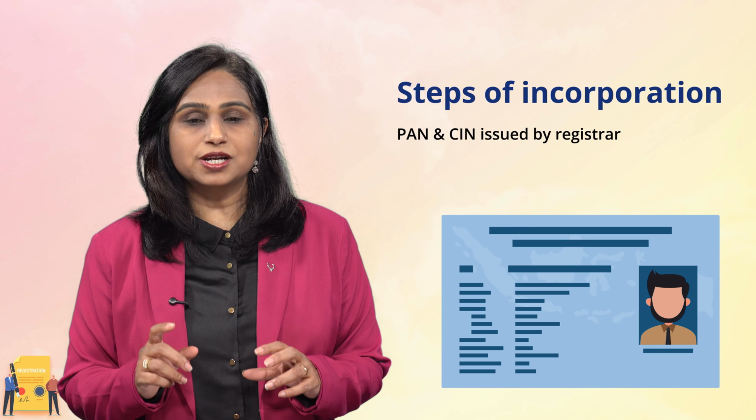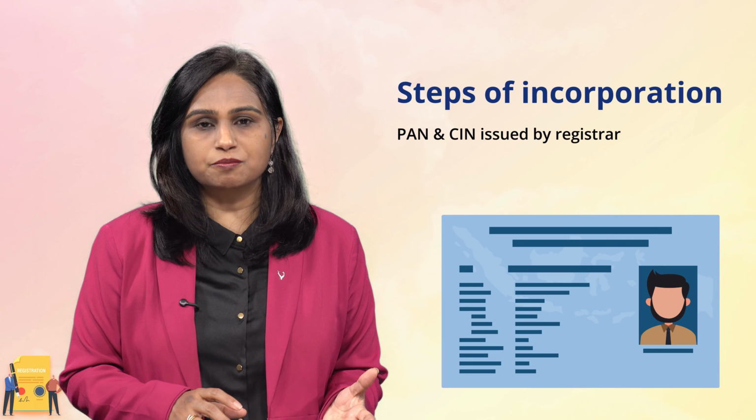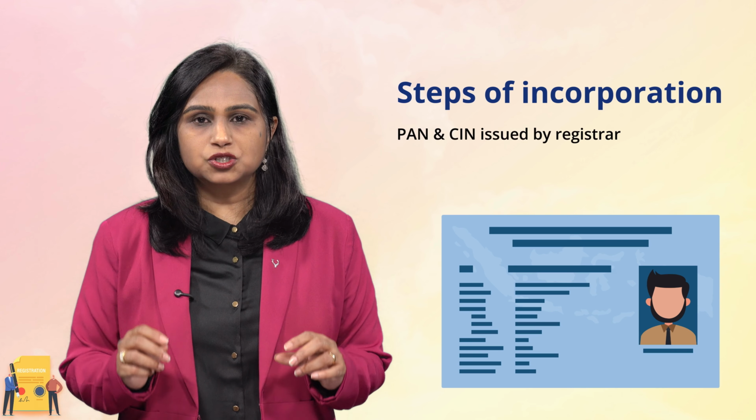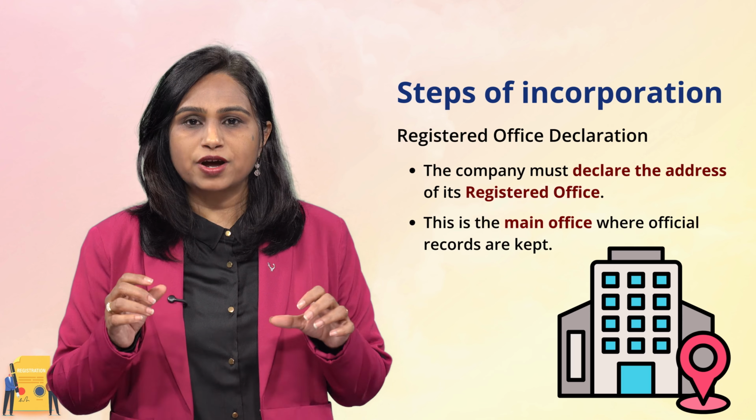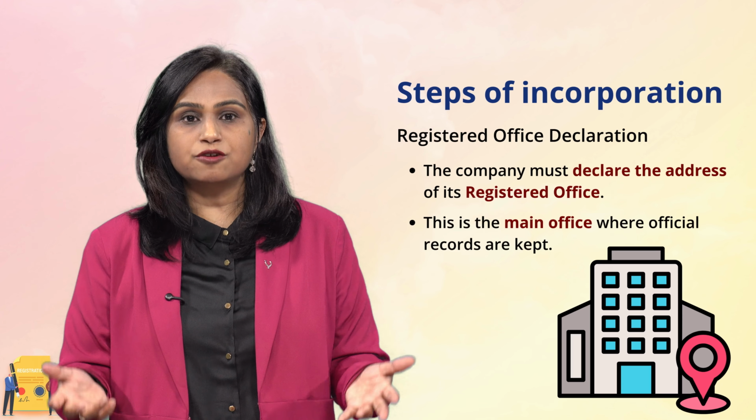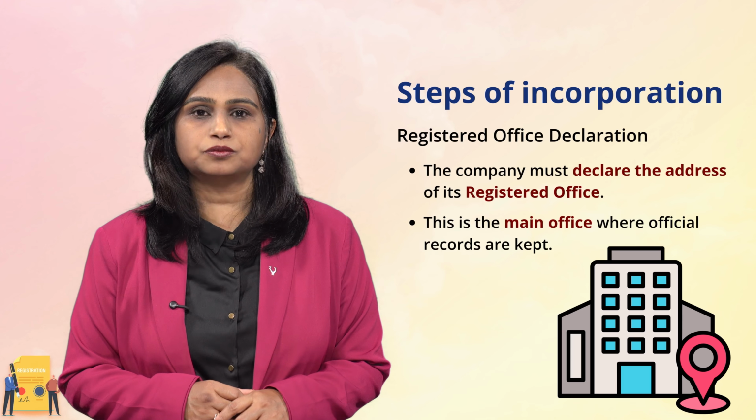Certificate of incorporation will contain the permanent account number of the company. The registrar shall also allot to the company CIN, that is Corporate Identity Number. This is a distinct identity number for a particular company. The company should also provide a declaration regarding the address of the registered office of the company. The registered office of the company will be the main office or the central office where the documents of the company will be kept and from where the company will function.